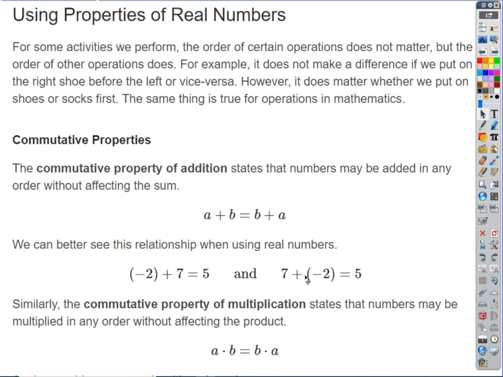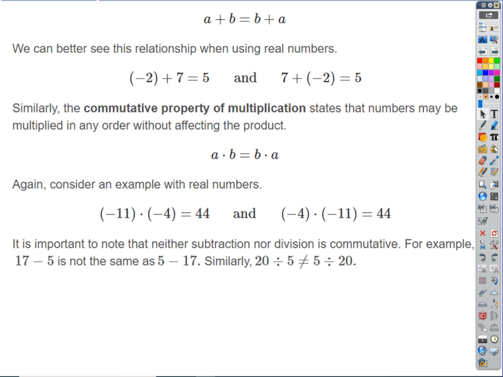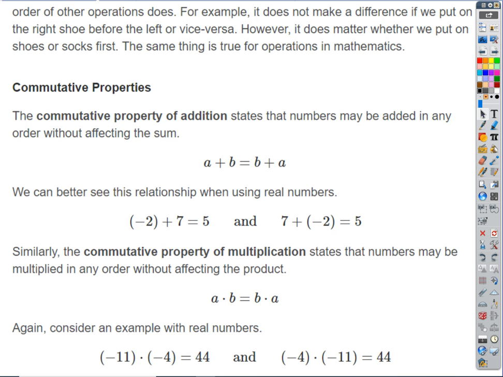What about subtraction? Does not work, does it? For subtraction, if we do something like 17 minus 5, that's different than 5 minus 17. What about division? Doesn't work, right? 20 divided by 5 is different than 5 divided by 20. So the commutative properties of addition and multiplication just say that the order in which I add or multiply two things is irrelevant. Okay? We can exchange the positions of those two players in either equation.